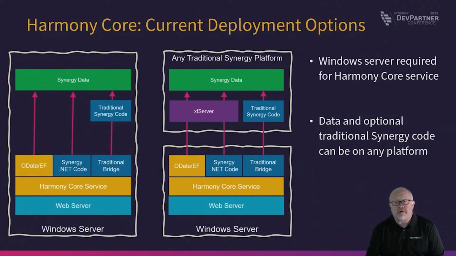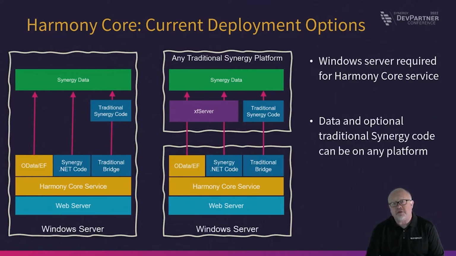As many of you will already know, Harmony Core is a software framework designed to make it easy for Synergy developers to build and expose powerful RESTful web services that allow client applications to interact with a Synergy application's data and business logic. Harmony Core services have traditionally been built with .NET Core 3.1 and we're currently transitioning to .NET 6. As this slide shows, Harmony Core has always required a Windows server to host the web service components, and there were two common deployment models.